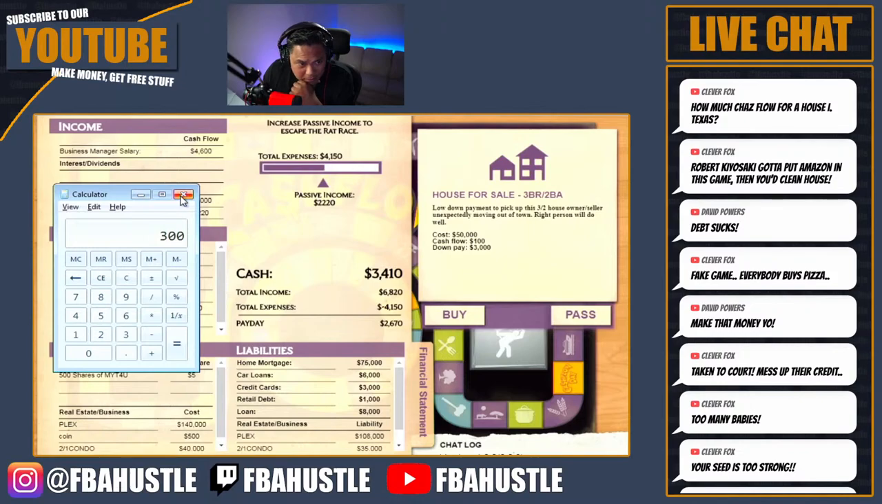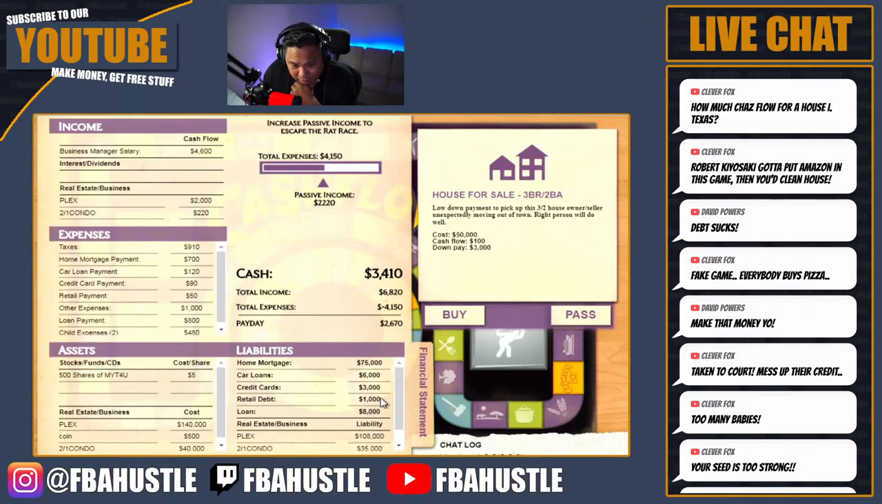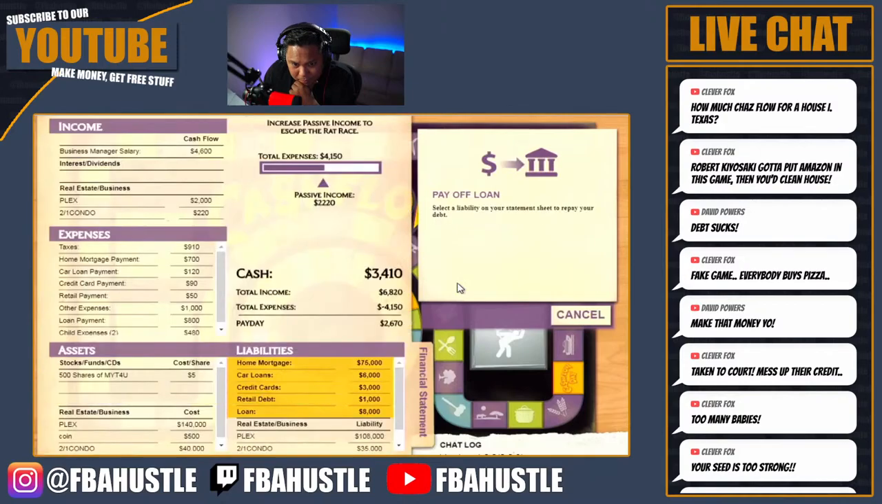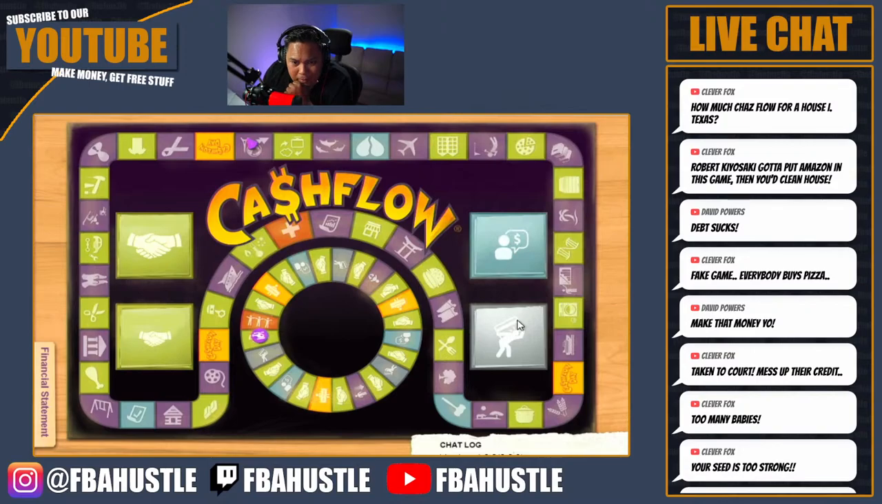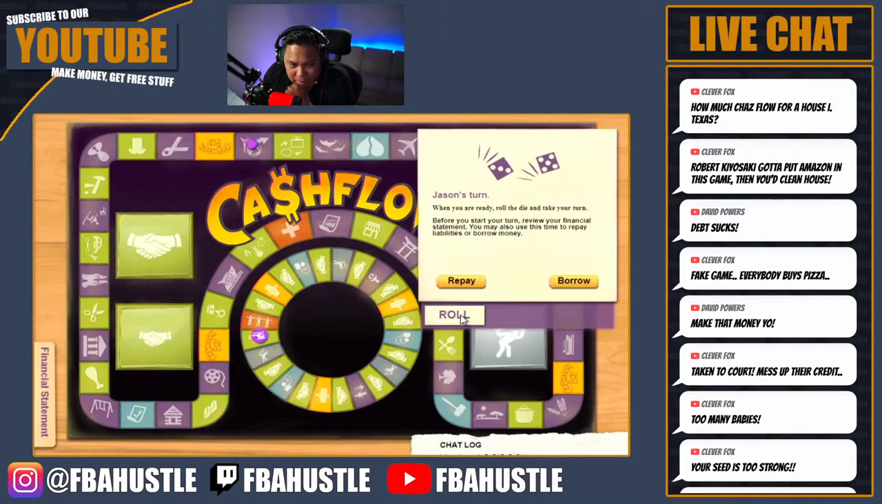So okay, that makes sense. We'll get more return for our cash on hand by paying off our loan instead of this property. We'll leave a buffer there. All right, we're gonna do it this time.